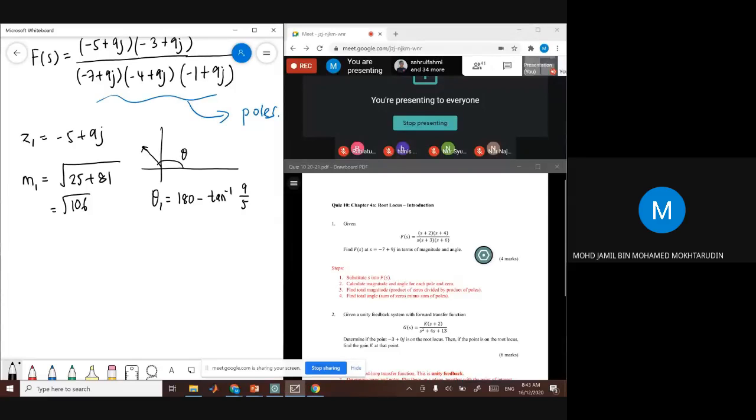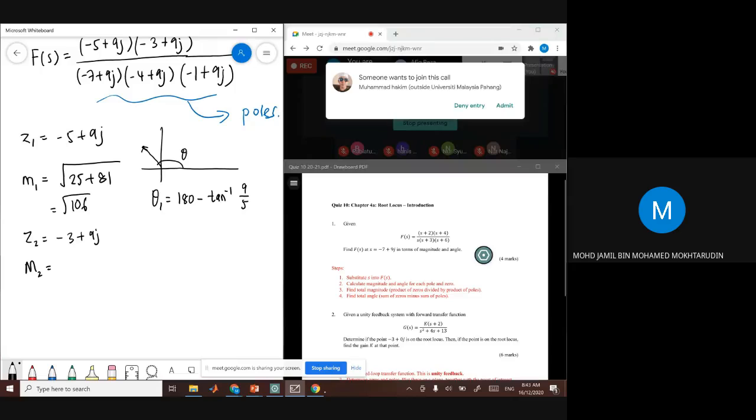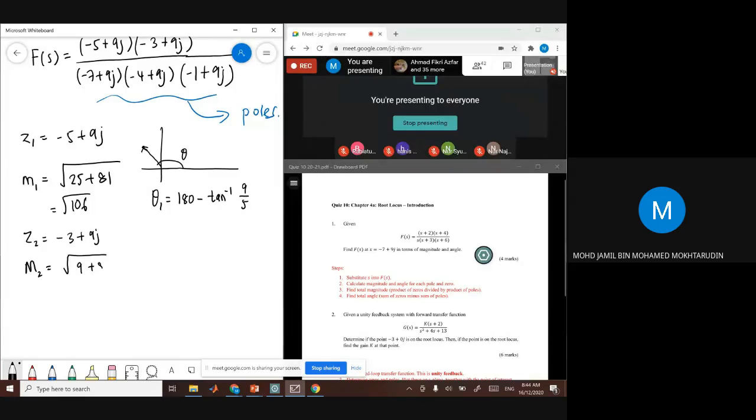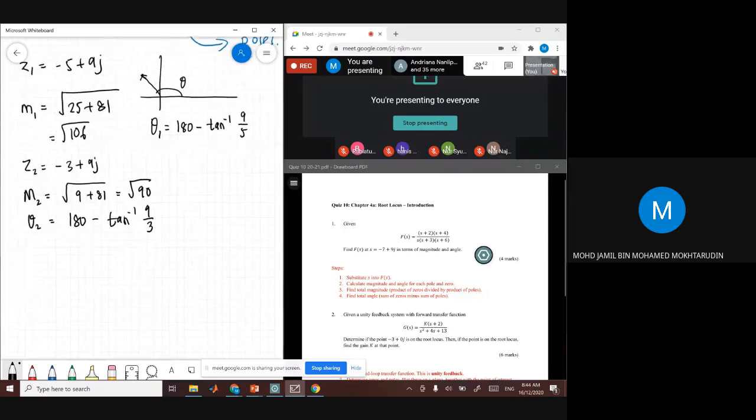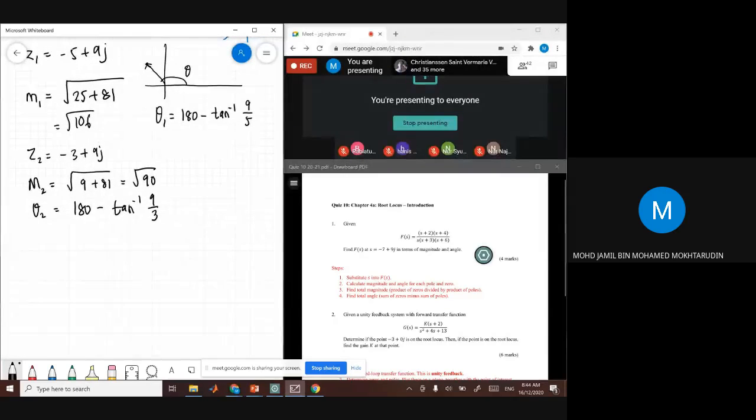And then for zero number 2 is minus 3 plus 9j. So calculate the same thing. M2 is square root of 9 plus 81, square root 90. And theta 2 is 180 minus tangent inverse of 9/3. Okay, so we have settled the zeros.